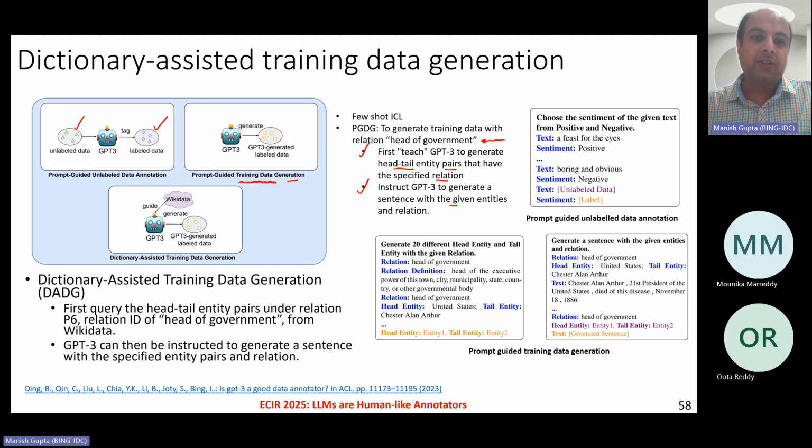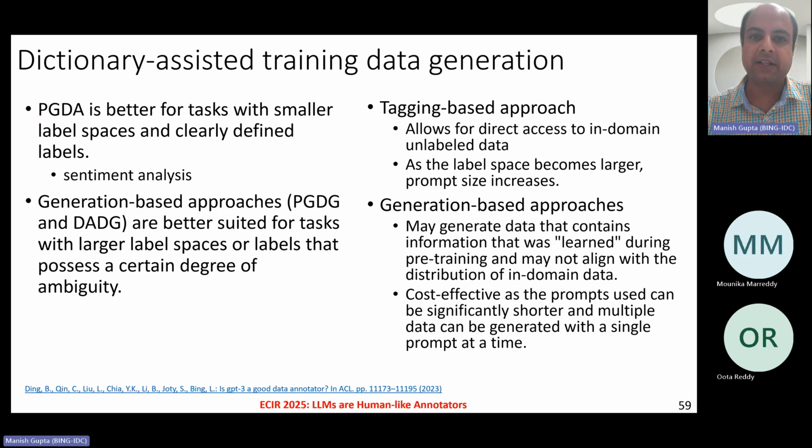Okay. So a way of coming up with diverse generation is to assist with a dictionary. So the idea could be that you first query the head tail entity pairs from, let's say, Wikidata. And then once you get those entity pairs, you can save on this first prompt. You don't really need this prompt, right? Head tail entity pairs could be directly obtained from a dictionary like Wikidata. And then you can ask ChatGPT or GPT-3 or GPT-4 to actually generate outputs.